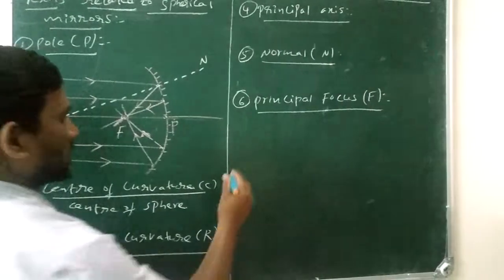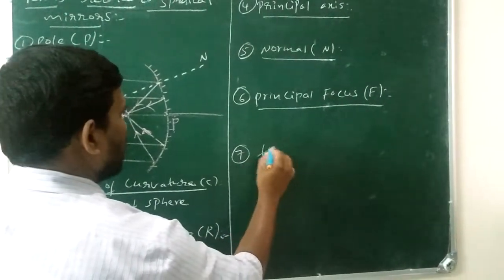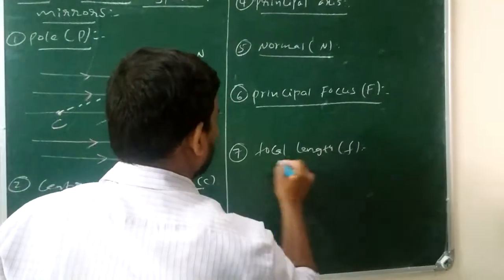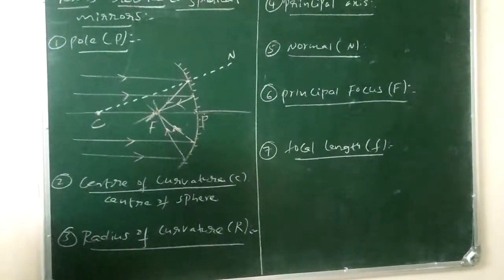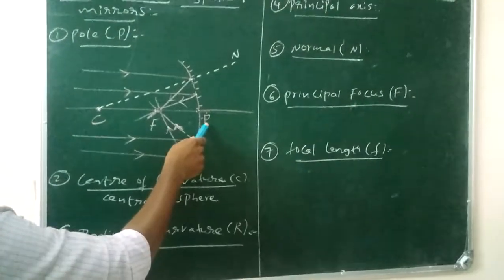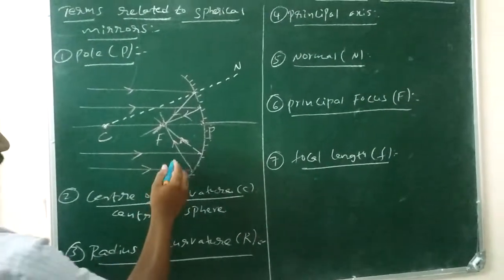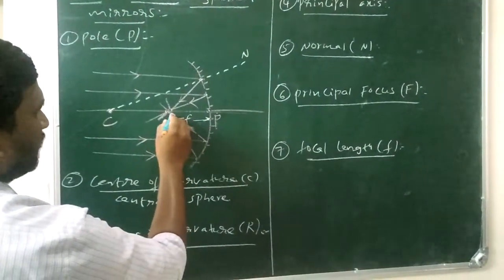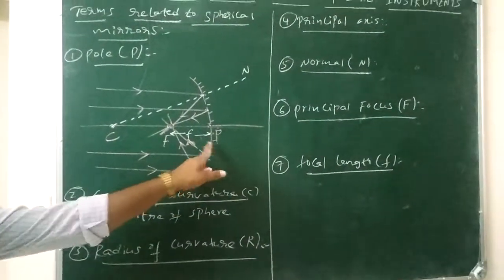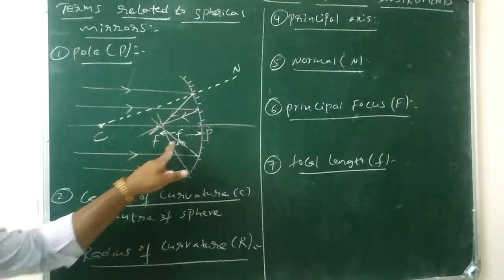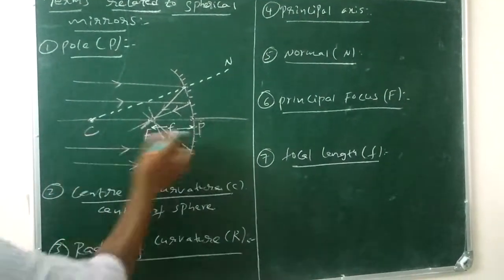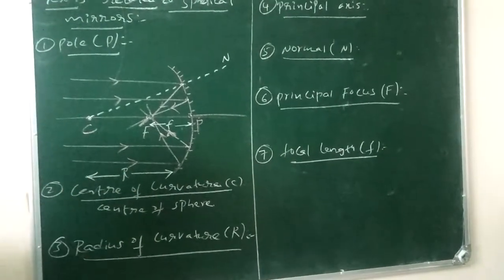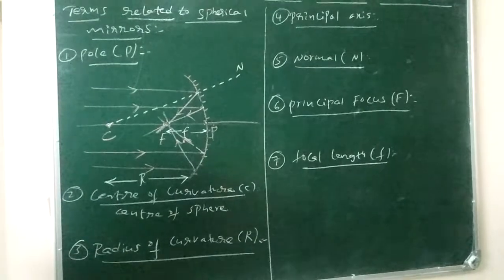And the seventh one is focal length. It is denoted with the small letter f. The distance from the pole of the mirror to the principal focus we call the focal length. The distance between the center of curvature and the pole of the mirror is called the radius of curvature, capital R. These are the definitions.